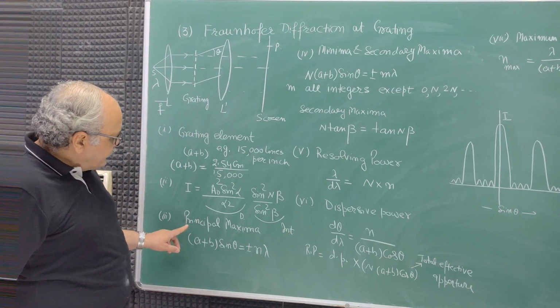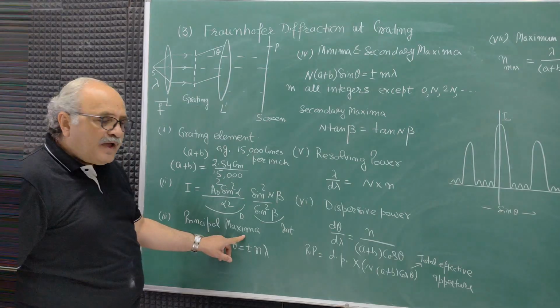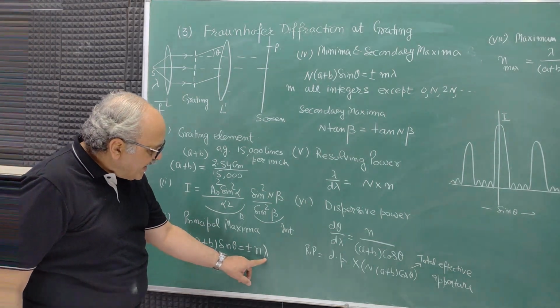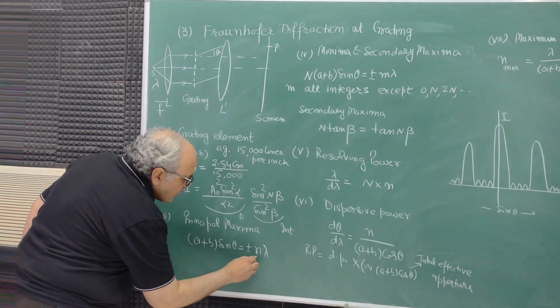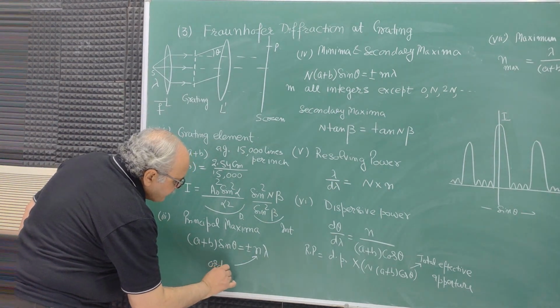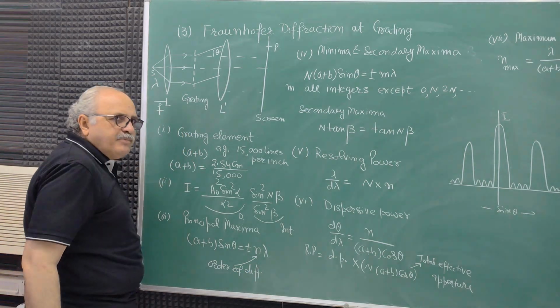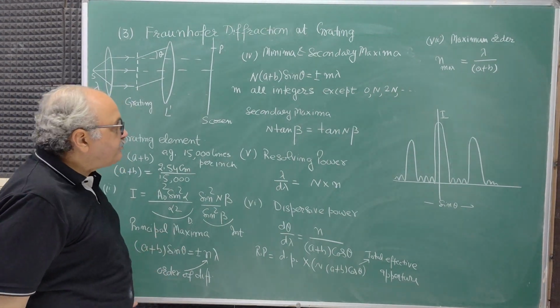So we have principal maxima at the condition when (a plus b) sine theta is equal to plus minus n lambda. Here this n is called the order of diffraction. It can be 1, it can be 2, and so on and so on.